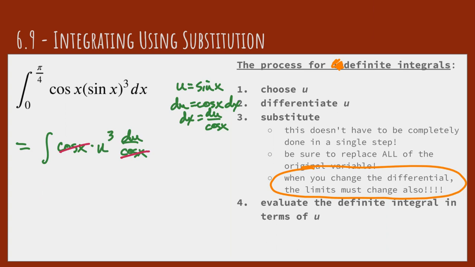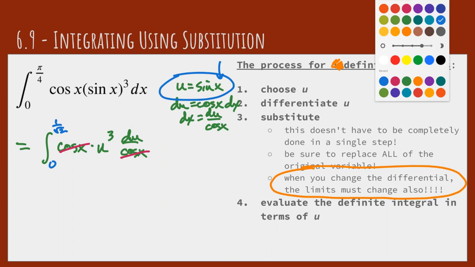But then the last thing we're going to do here is change the limits also. So when we change the dx to a du, we're going to change these to u values. So remember, these are x values right now, and we have an equation that we came up with that relates x and u to each other. So if x is 0, then u, plugging 0 in for x here, u is also going to be 0. So that lower limit stays the same. However, with our upper limit, when x is pi over 4, sine of pi over 4 is 1 over square root of 2. And so that's going to be our new upper limit.